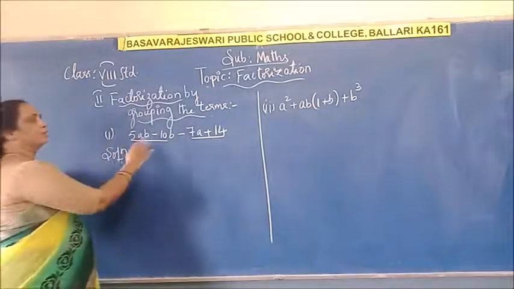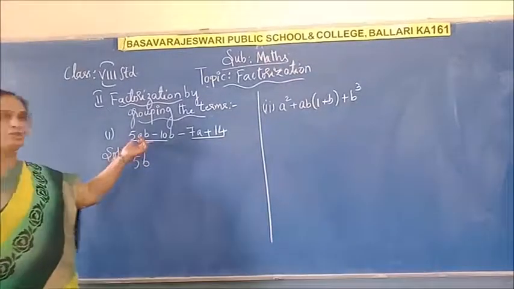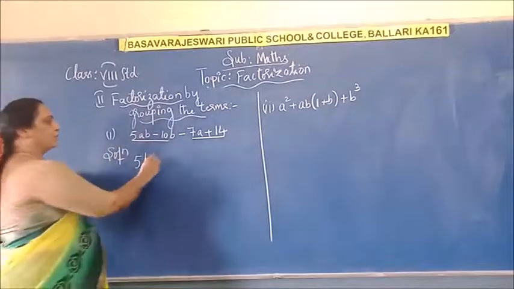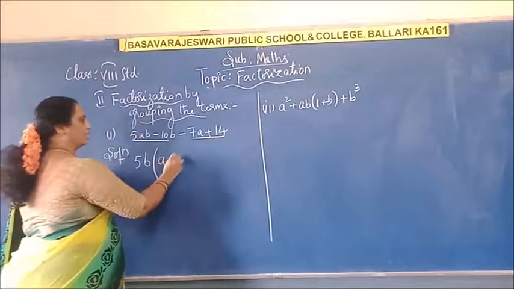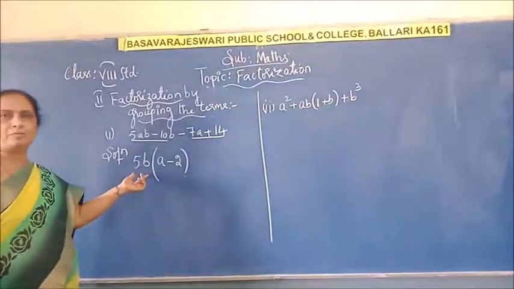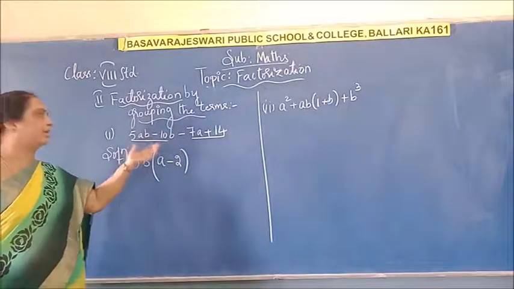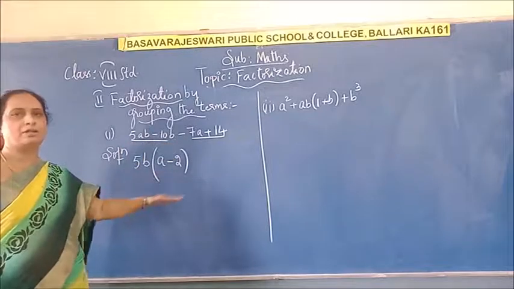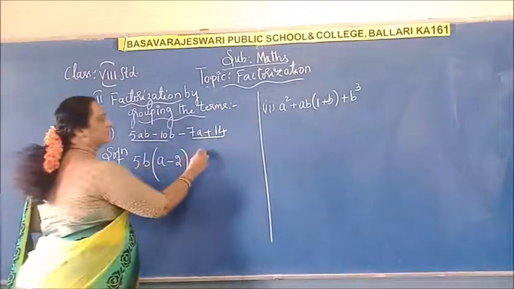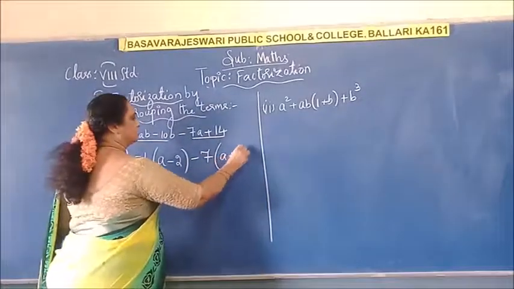In this, what is common here? 5b is common. What is remaining here? A minus 2 is remaining, because we have already taken 5b as a common factor here. You have to group the terms in such a way so that we can take out the common factor and resolve them into its factors. In the next two terms, minus 7 is common, then it will be A minus 2.